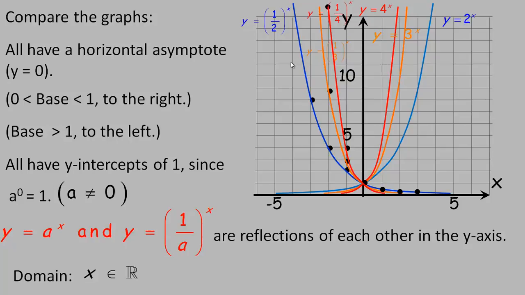But they all have restrictions on the range. Notice that y is never 0. If you go back and look at those tables, it's always a positive value, because if you have a positive base and you raise it to any number, it's always going to be bigger than 0. So the range is all real numbers greater than 0.